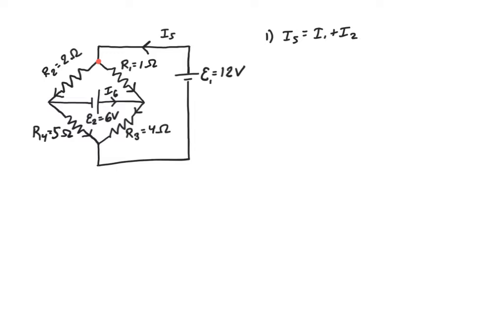Then we can write down our second equation, which we need another junction for. So why don't we go with this one? This junction tells us that we have an incoming current I1. We also have an incoming current I6. And we have an outgoing current I3.